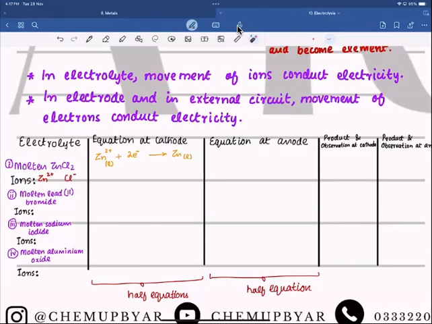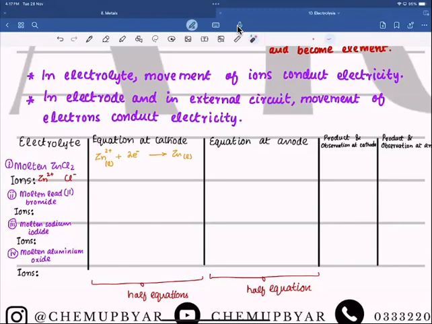Oh, you want to start? Yes, yes. Put the state symbols on it.